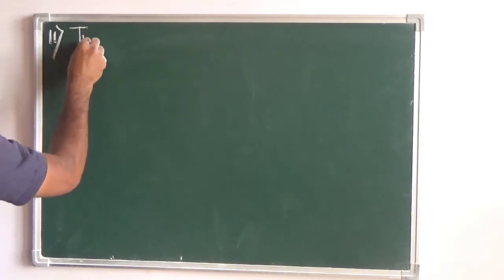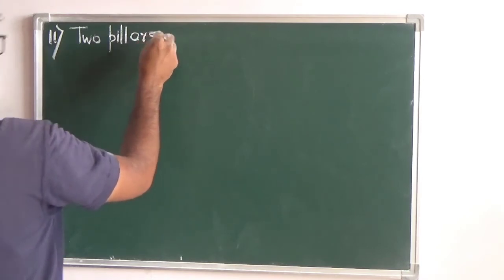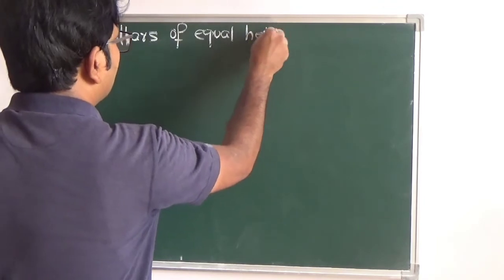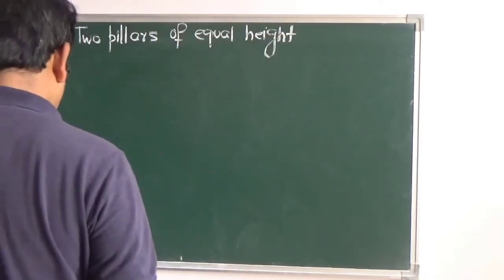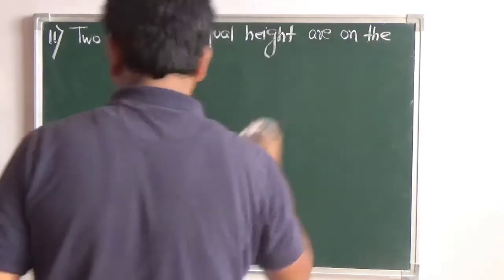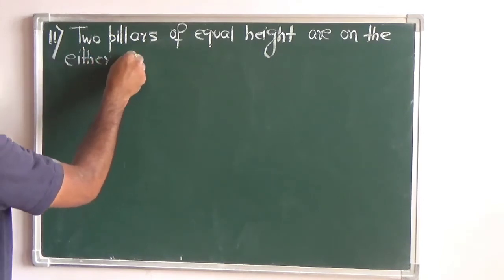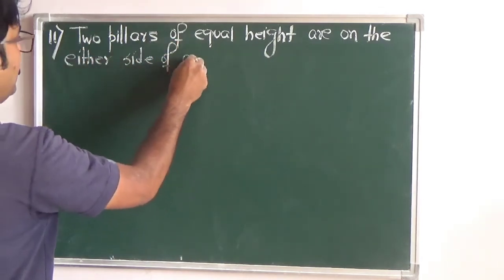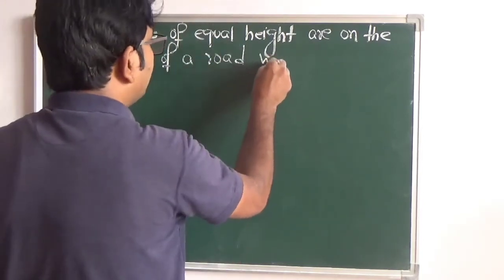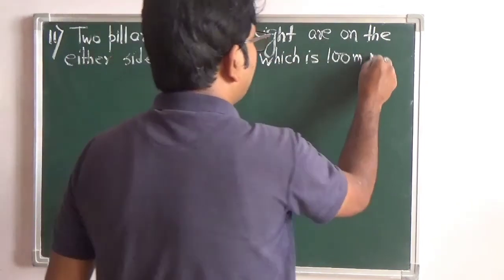Two pillars of equal height are on either side of a road, which is 100 meter wide.